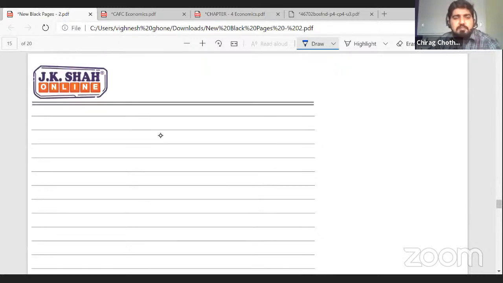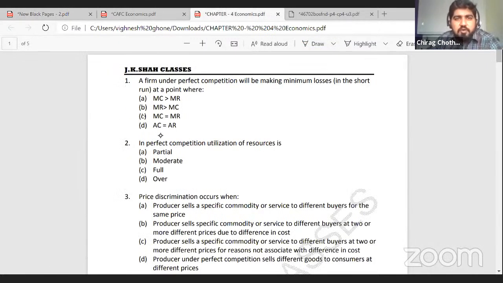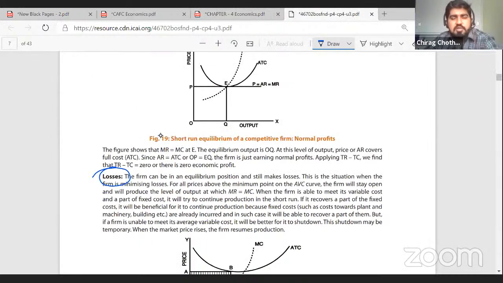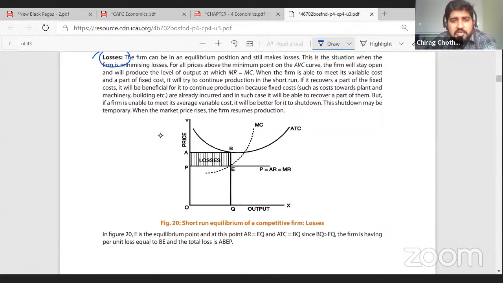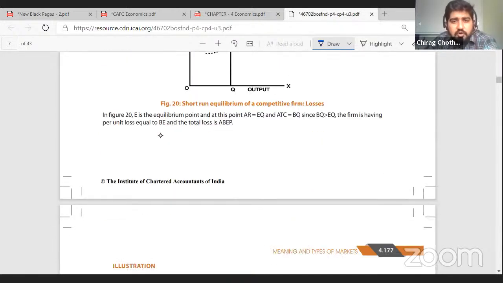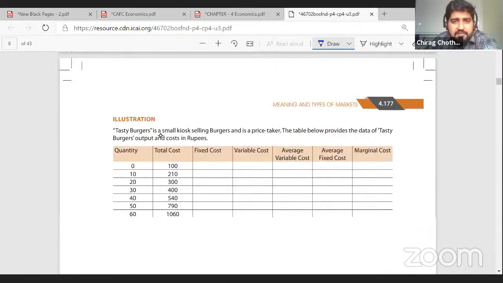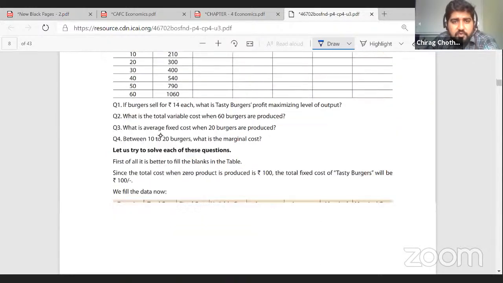The next part is imperfect competition. Now, in case of imperfect competition, first of all, we need to understand what are the cases that are possible in case of short run as well as in long run, in case of monopoly as well as monopolistic competition. So let me highlight that first part and then we go ahead.